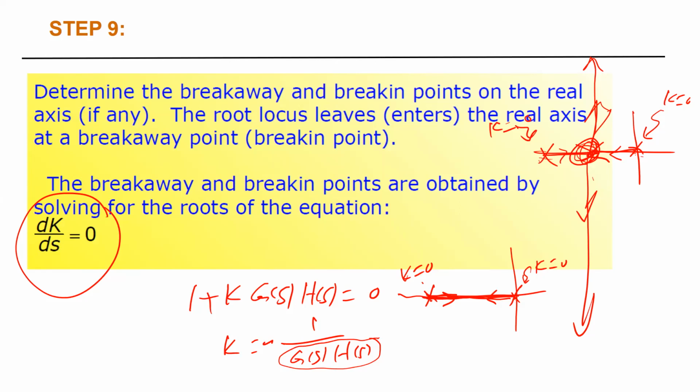Doctor, the problem is that he is saying 1 plus 0 times infinity equals 0. Let's be specific. Suppose I have 1 plus K times 1 over s plus 1 equal to 0. What we are saying is K equal to what? Minus (s plus 1). Yes.